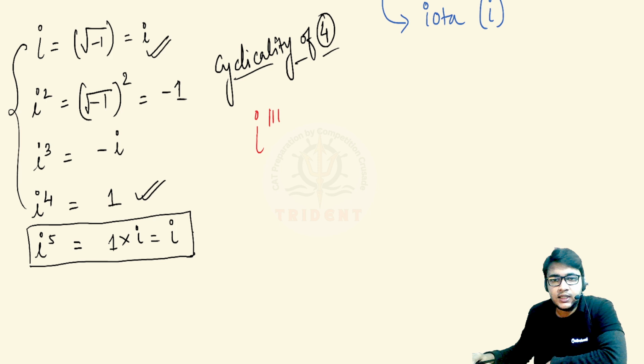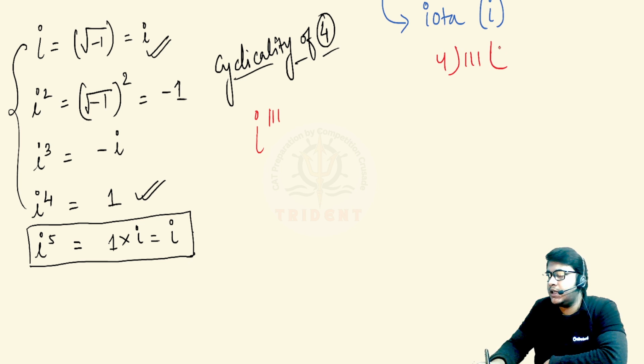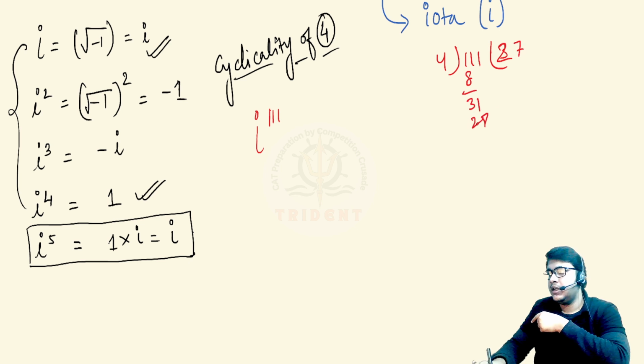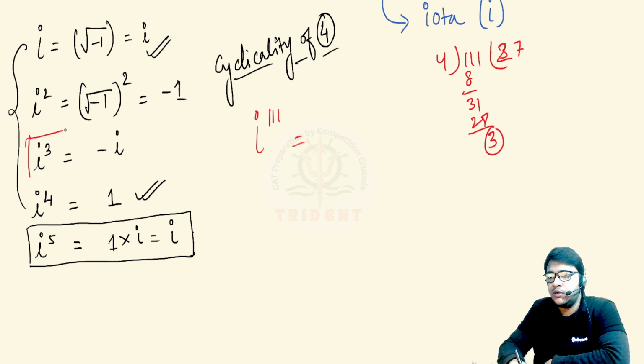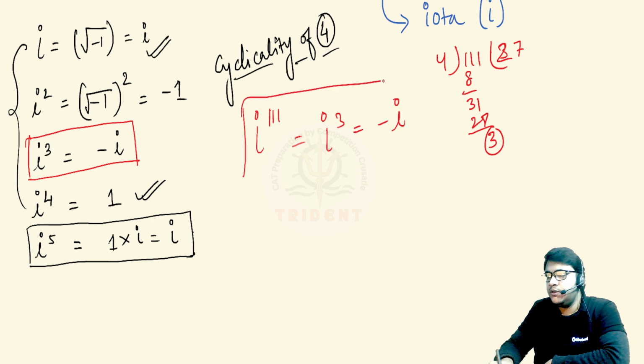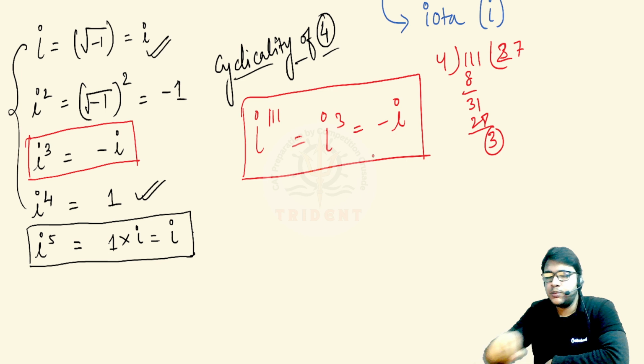So what is it that I can do in that case? I can divide 111 by 4. 3 fours are 12, so I can't do that. 2 fours are 8, I get a 3 1, so I get 7 fours are 28, and I get a 3 as a remainder. Now this remainder 3 typically means that I'll be looking at this part, which is i cubed, that is equal to minus i. Now if you have to predict the value of i raised to the power 111, that will be equal to nothing but minus i.